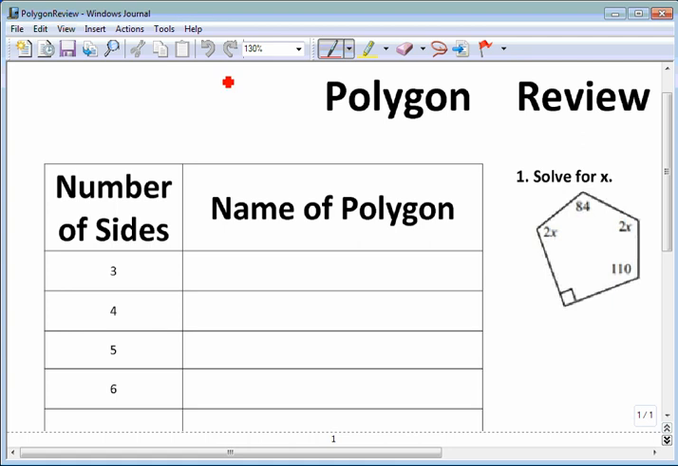We're going to do the polygon review at this point. So first of all, we're going to review the names of polygons. A three-sided polygon is a what? Triangle. Very good, a triangle. A four-sided polygon is a quadrilateral. Good, quadrilateral. I do expect you to spell these correctly.